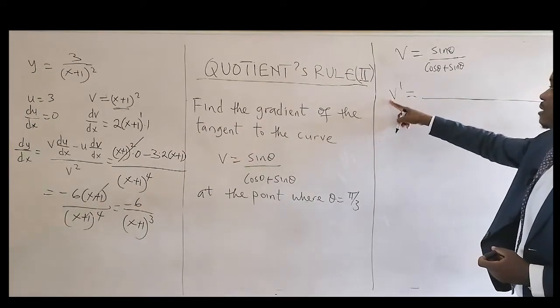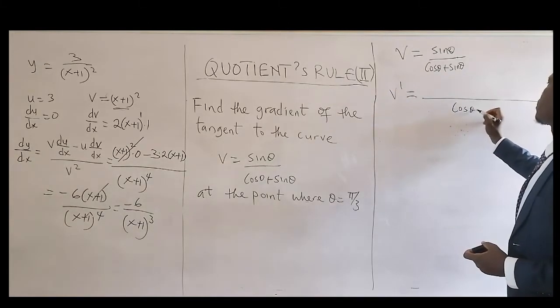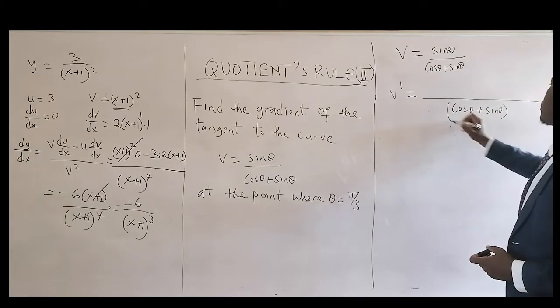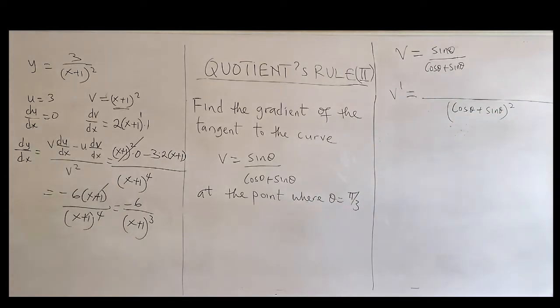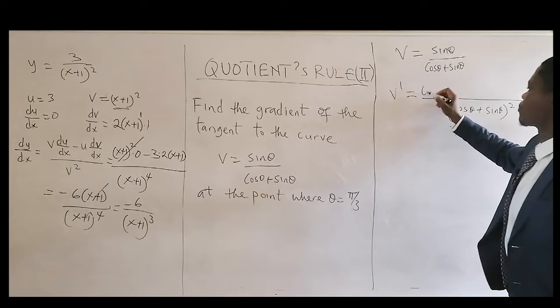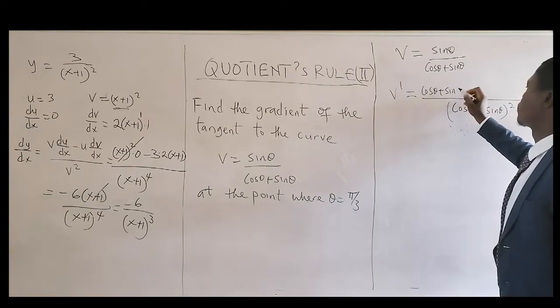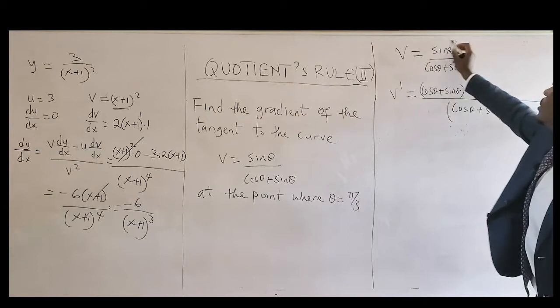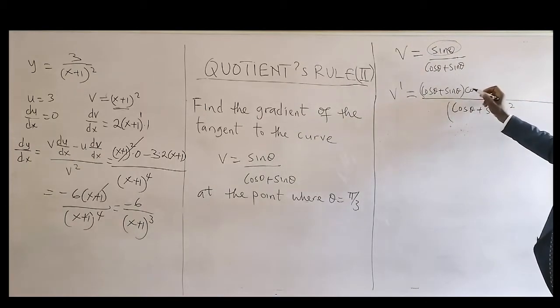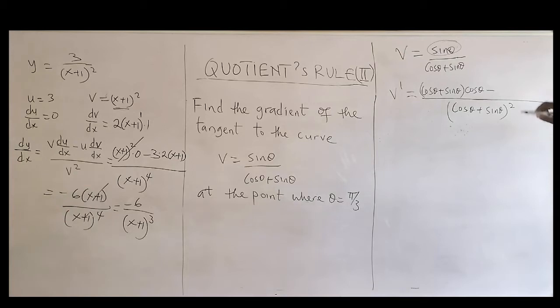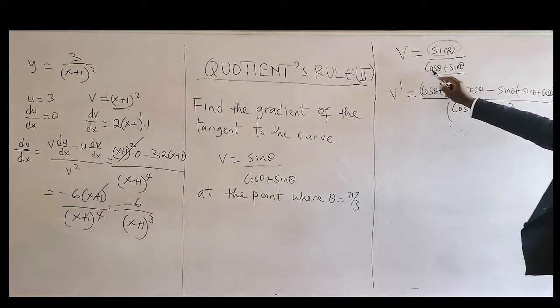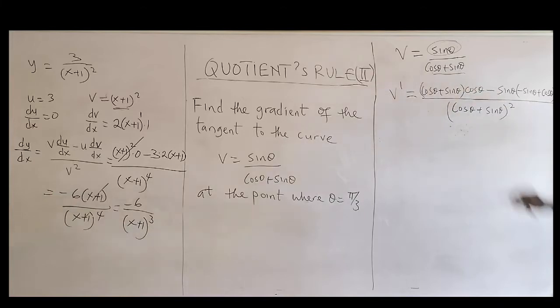This is the dy dx, that's a v prime. That will be equal to cos theta plus sin theta all squared. That's my v, the denominator squared. Then your denominator times your differential coefficient of your numerator, cos theta, then minus the numerator, sin theta, times differential coefficient of your denominator. If you differentiate this one, it's going to give you minus sin theta plus cos theta. The derivative of this one is minus sin theta. The derivative of this one is cos theta.